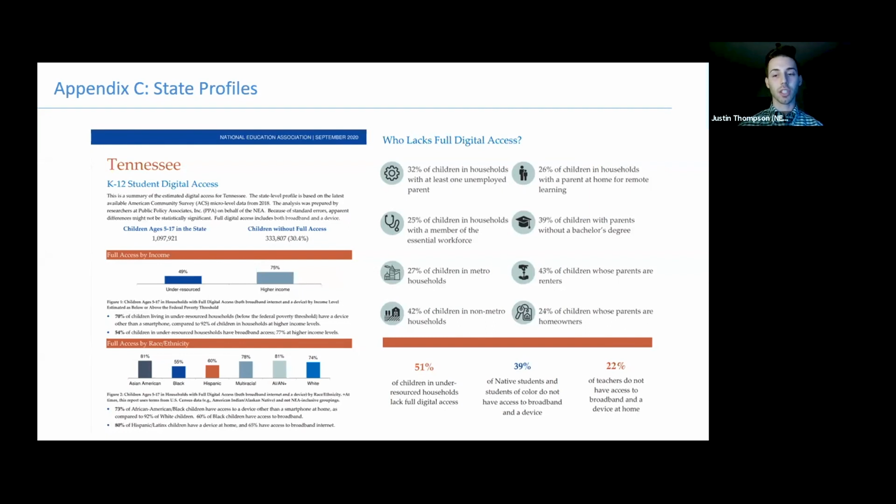And so I think these are super interesting. And if you are doing any sort of advocacy work or you need to get quick information about the digital divide into the hands of decision makers in particular states, I think that these Appendix C state profiles are really interesting. So I definitely recommend you check those out too.